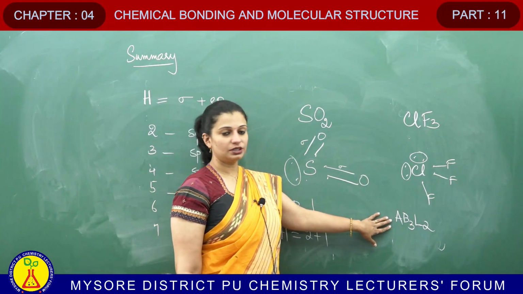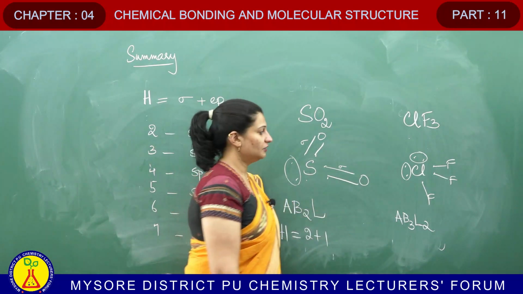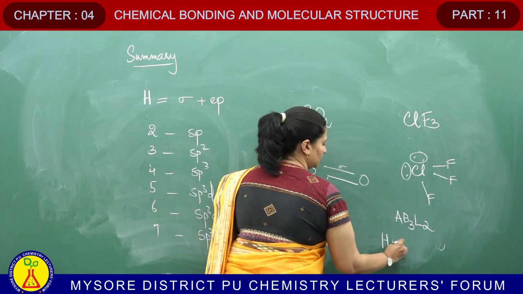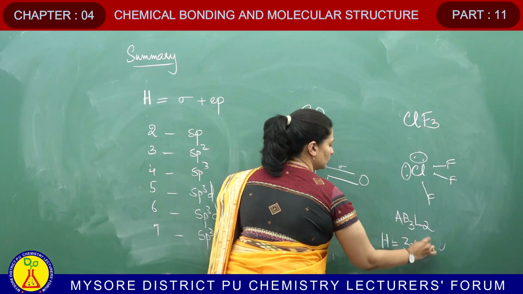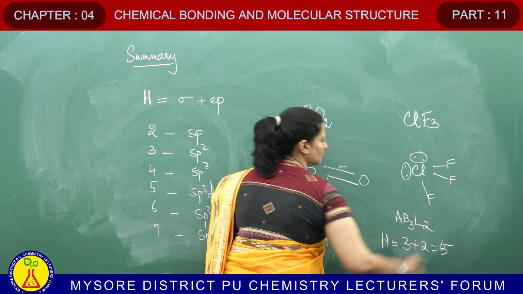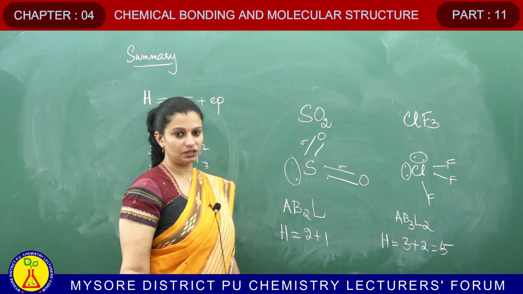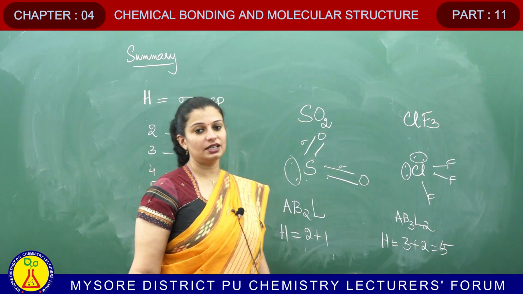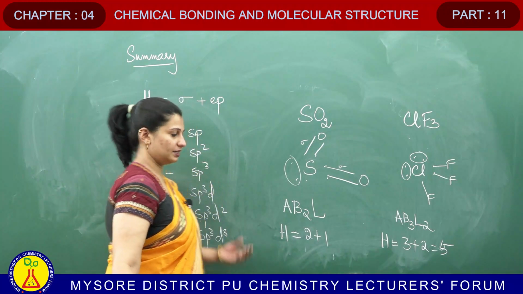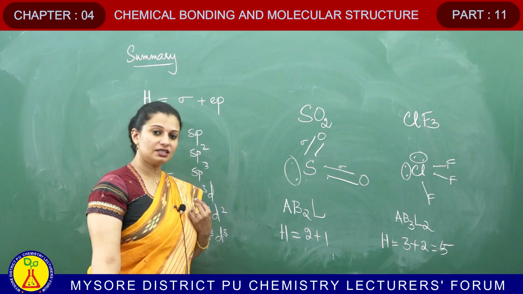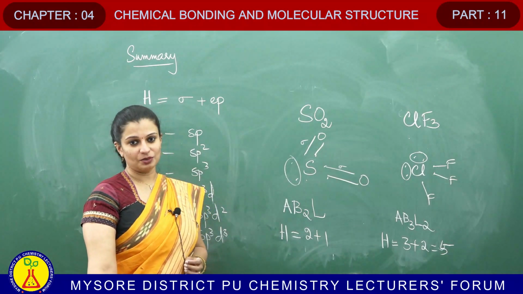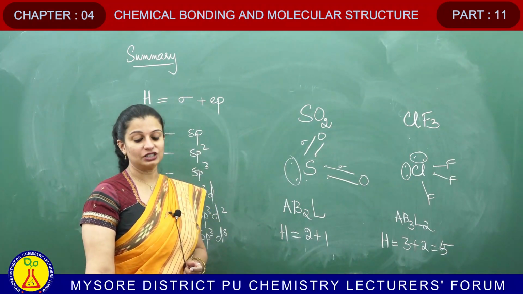Now, what about the hybridization? For hybridization, count the number of sigma bonds: 1, 2, 3, and you have 2 lone pairs. So the total comes out to be 5, and if the total is 5, we can call it sp3d hybridization. So this is how we can predict the geometry, shape and hybridization.